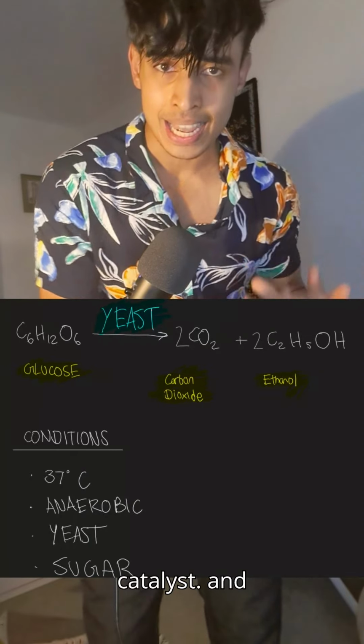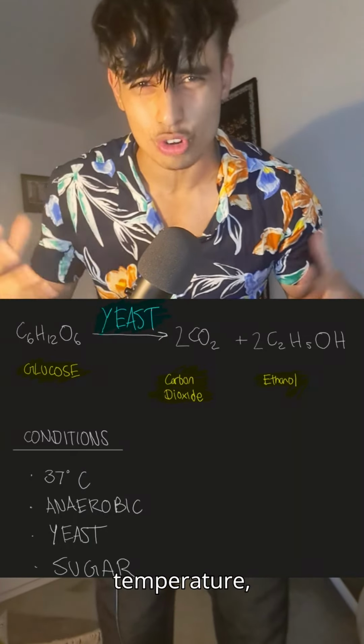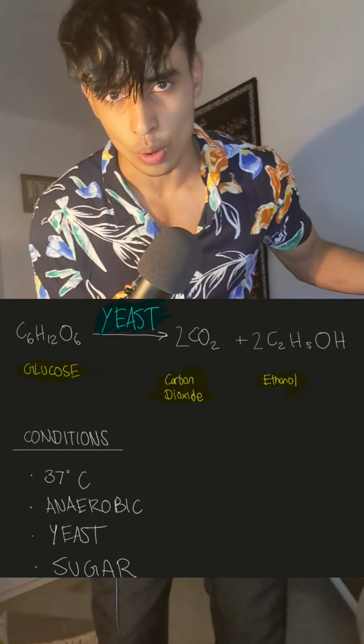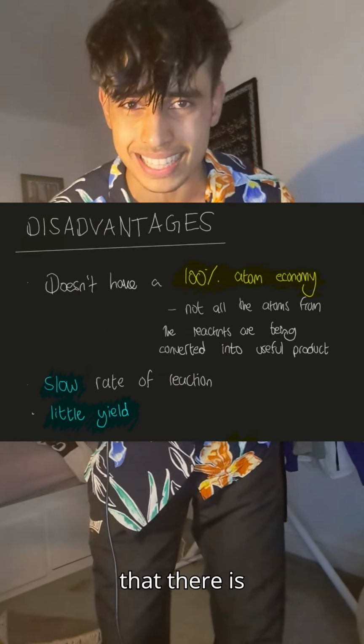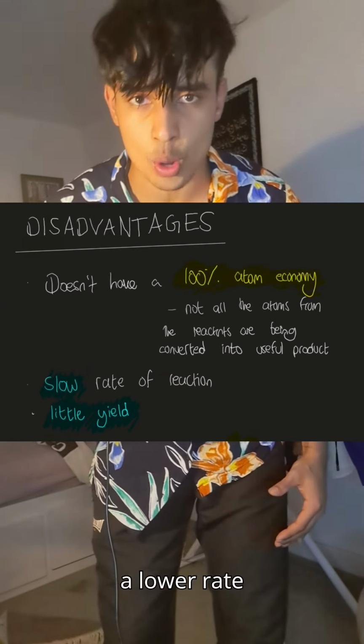Reaction number two is fermentation. You have yeast as the catalyst, and you have anaerobic conditions, 37 degrees, so room temperature, and then you form CO2 and the ethanol. So it's not 100% atom economy, so that means that there is more wastage. It's also slower and has a lower rate of reaction.